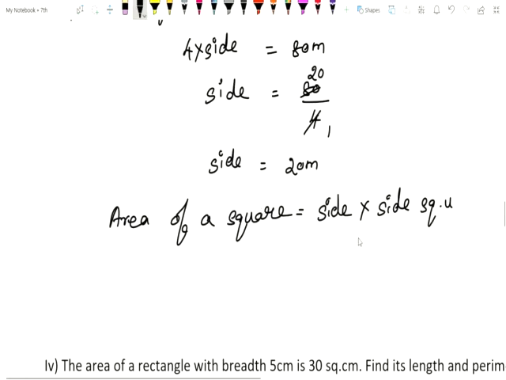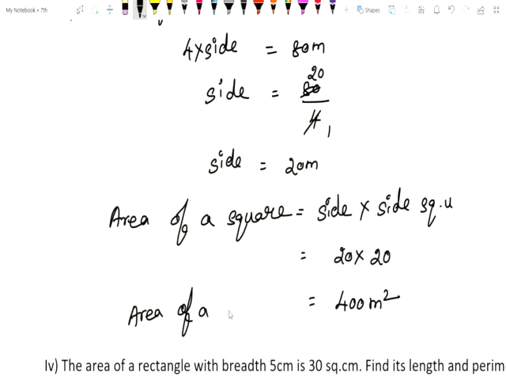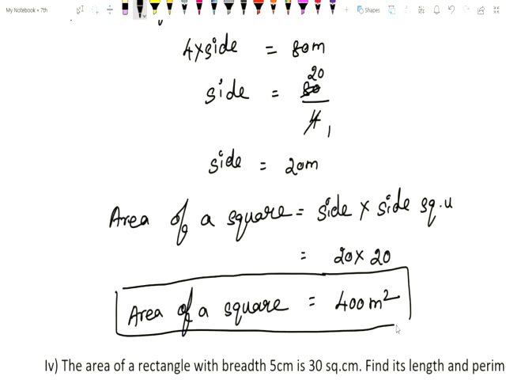Here the length of the side is 20, 20 into 20. So 2 twos are 4, 2 zeros, 400 meter square. So area of a square equals 400 meter square. You understand, children? Okay, children. See the next one.